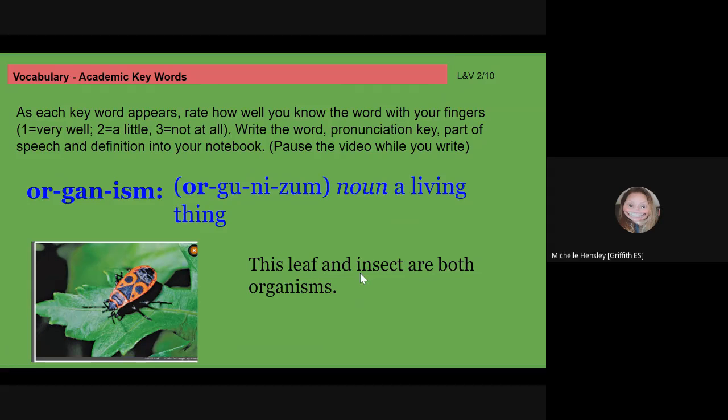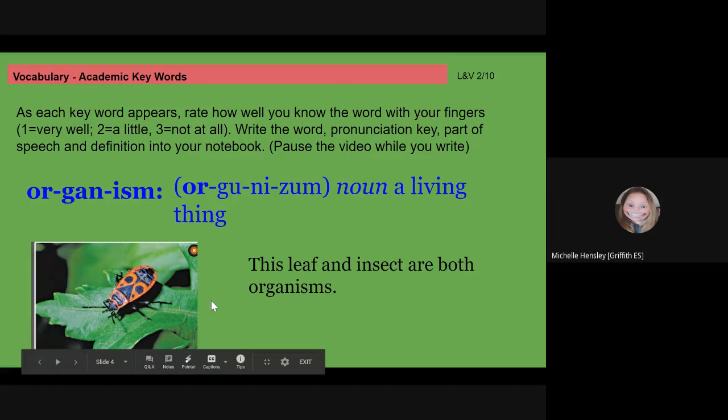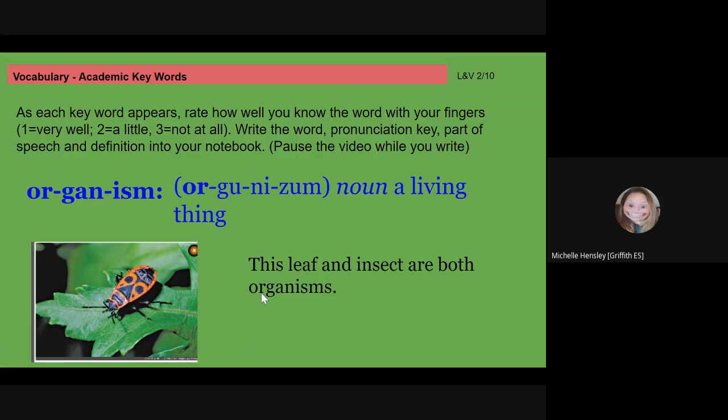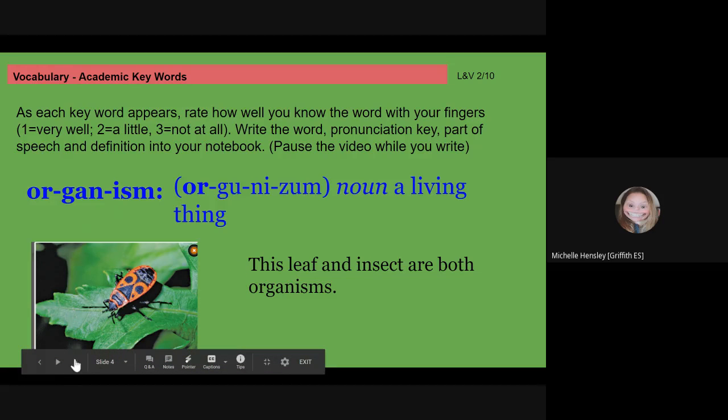Organism. This leaf and insect are both organisms. So you can see in the picture, there's a leaf and an insect. They're both living things, so they're both organisms. I'm an organism. You're an organism. My dog's an organism, right? Bacteria are organisms. Birds are organisms. Trees are organisms. There's all kinds of things. There's so many things. Everything that's living is an organism. If you need more time to write down organism, it is a pretty long word. Go ahead and pause your video. We're going to move on to the next word.